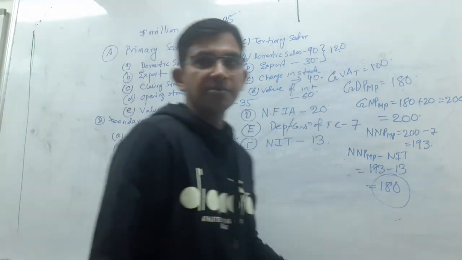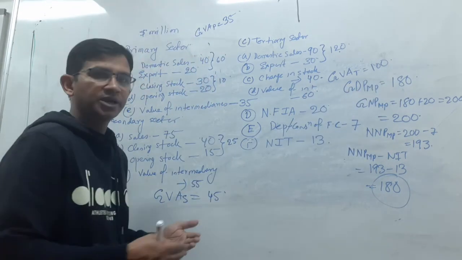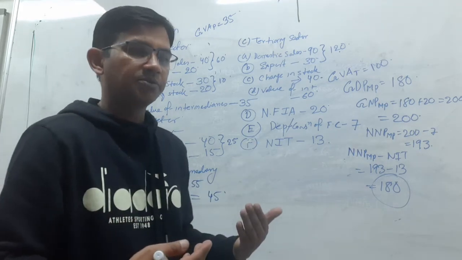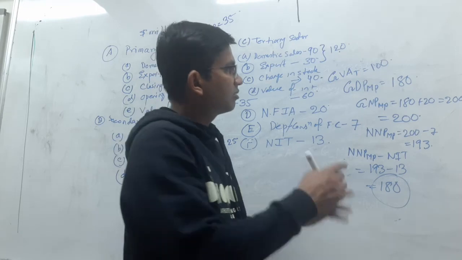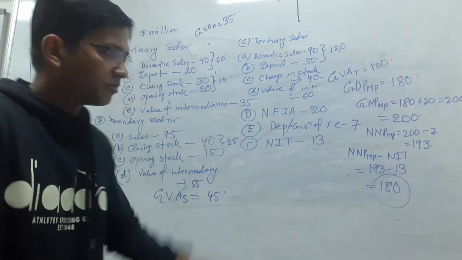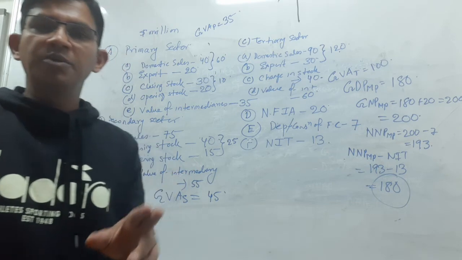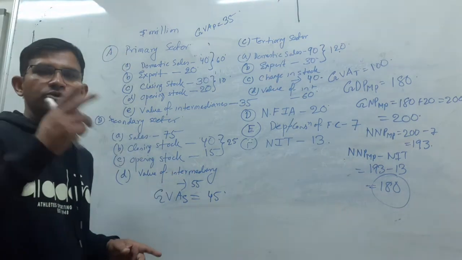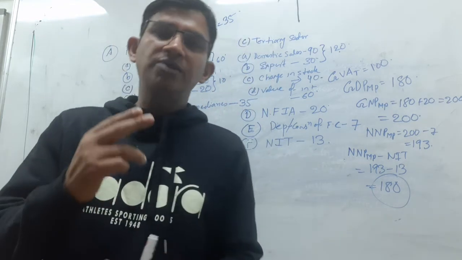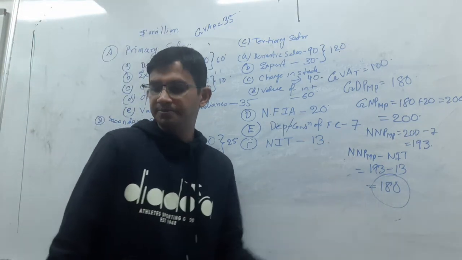I have used these steps, but you can shuffle the stages also. You can go from GDPMP to NDPMP, NDPMP to NDPFC, and NDPFC to NNPFC. So as you wish, but you have to remember that whenever we are coming from GDPMP to NNPFC, the only thing to be added is net factor income from abroad, and two things will be subtracted: the value of depreciation and the value of net indirect taxes. So we will get the national income.